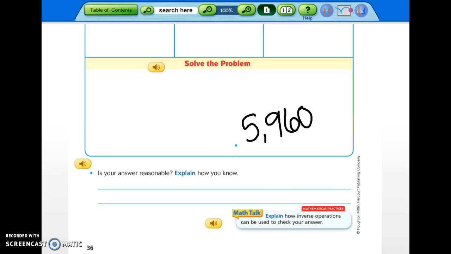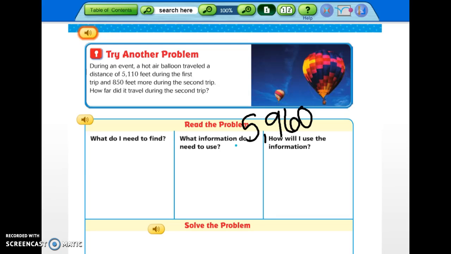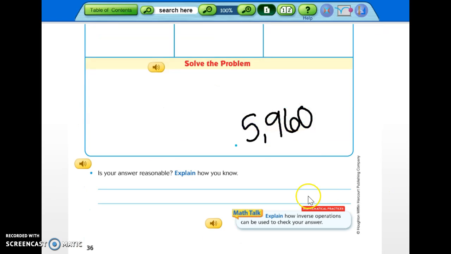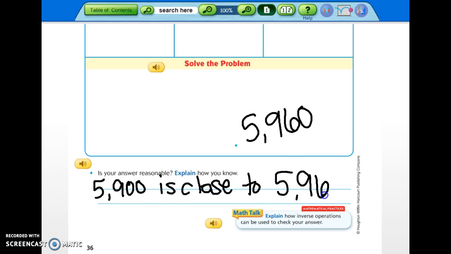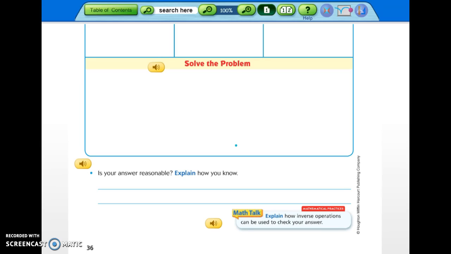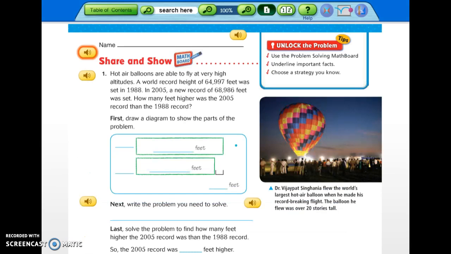How do I know my answer is reasonable? I can come back up here and round. 5,100 is close to 5,000, and 850 is close to 900. 5,000 plus 900 is 5,900, which is very close to this number. So our answer is reasonable. 5,900, our estimate, is close to 5,960. You also could have taken the two numbers that we added and then subtracted to check with the inverse operation, but this works just fine. All right, let's turn to the next page.